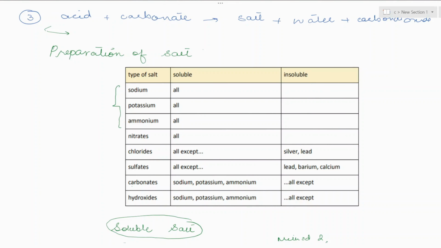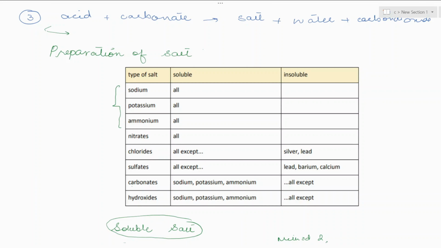Solubility table before preparation of salts. So according to this solubility table, all sodium salts are soluble, all potassium salts are soluble, all ammonium salts are soluble, all nitrates are soluble, all chlorides are soluble except 2, and all sulfates are also soluble except 3. So technically we say the carbonates and hydroxides are insoluble, only the sodium, potassium and ammonium ones will be soluble.